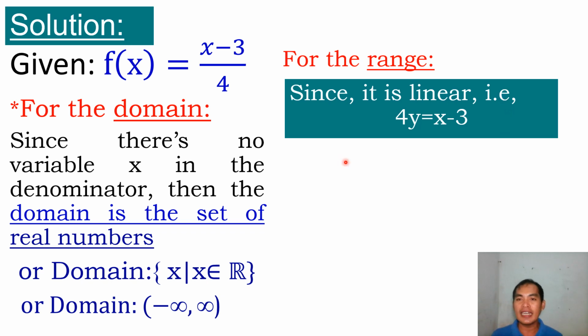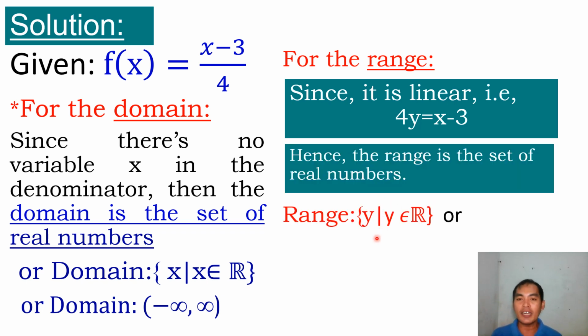Since it is linear, when you multiply 4 to the left side, remember f of x is equal to y, so it became y equals x minus 3 all over 4. Multiply both sides by 4, so it became 4y equals x minus 3. And it is linear. When it is linear, it means it's always an element of the real numbers. So therefore, the range is the set of all y such that y is an element of real numbers, or the range is an open interval from negative infinity to positive infinity.